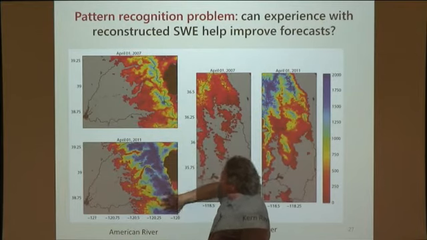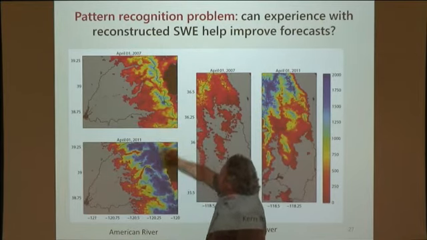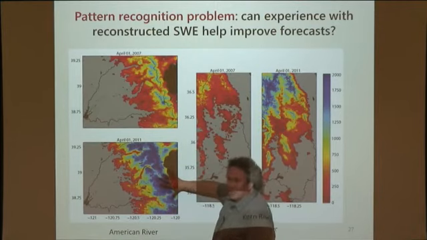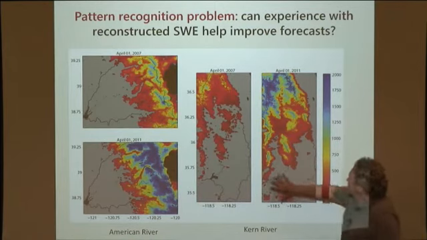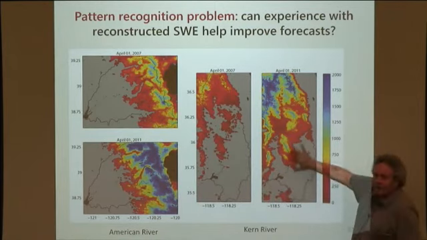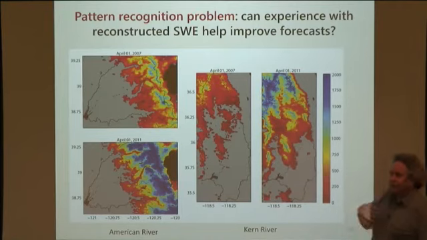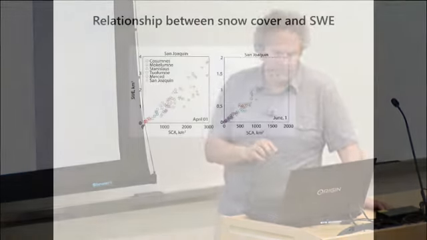So this is the American River in the wet year and the dry year. There's a lot more snow in the wet year, but the snow-covered area is not that much greater. Whereas in the Kern, same sort of thing, the wet year had snow in a lot of places that the dry year didn't. So certainly snow-covered area is a gauge to how much snow there is, but it's not perfect.